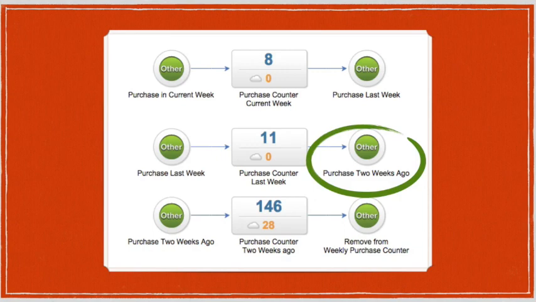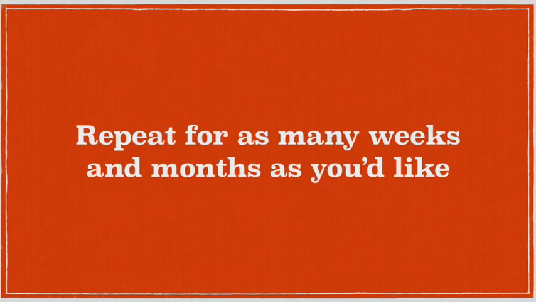It's very, very basic. At any given time, we can search the number of people who have the tag for the current week, the number of people who have the tag for the last week, and the number of people who have the tag for 2 weeks ago. You can repeat this for as many weeks and as many months as you'd like. Just repeat that exact same process.